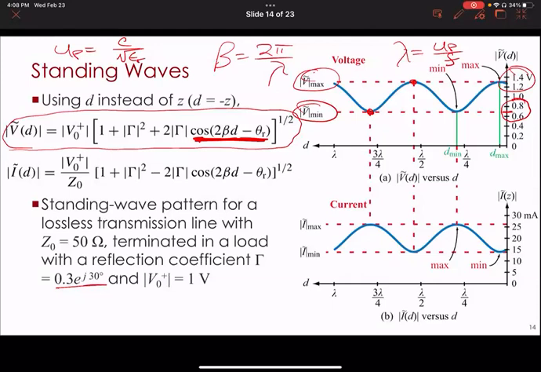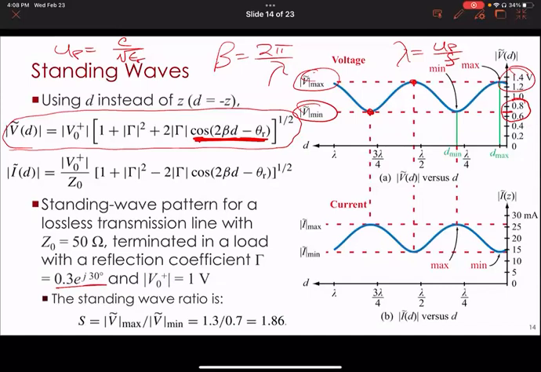If you only had a very small amount of interference, constructive and destructive, then your Vmax and your Vmin are going to be pretty close to each other. There's not much interference happening. And so your standing wave ratio would be close to 1. That's normally desirable, all right? Okay, in this case, our standing wave ratio would be 1.3 divided by 0.7, which is 1.86.